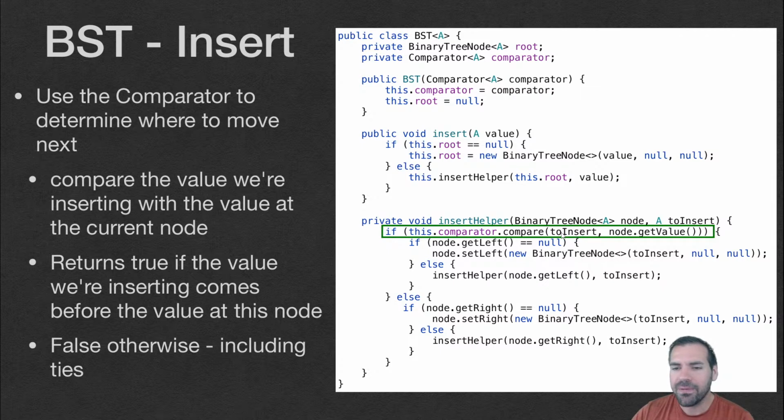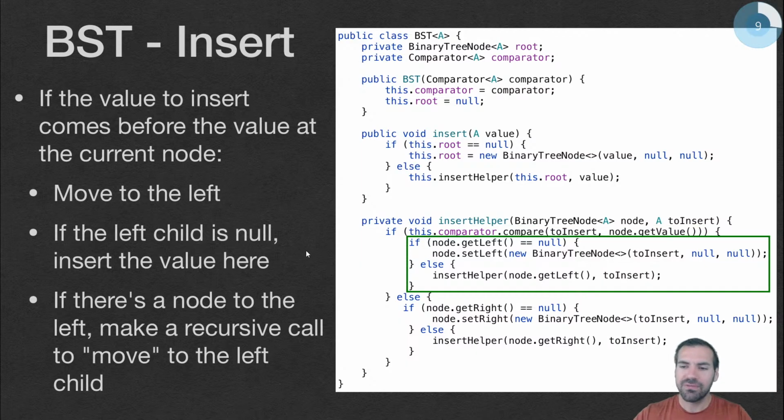All right, so if the value comes before this node's value, we're thinking left. We know this value we're inserting needs to go to the left in this tree. So we're going to look to the left. The first thing we're going to do is check the left, and we're outside of the binary tree node class, so we have to use our getters and setters. So if we look left and we see null, this node's left value is null, then we found a home for this value we're going to insert.